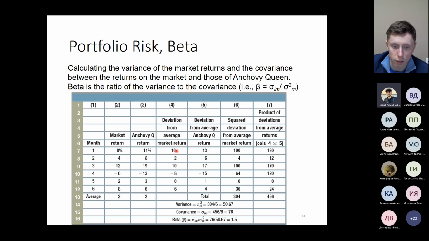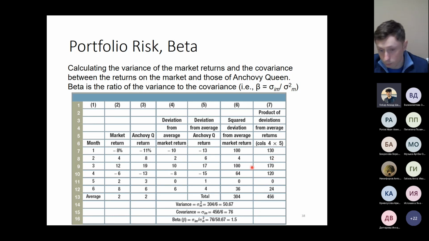Then we estimate the deviation of the market return from its own average. So it's -8 minus 2 equals -10, 4 minus 2 equals 2, and so on. Here we have -11 minus 2 equals -13, 8 minus 2 equals 6, and so on. Then column 6 is the squared value of column 4, the squared market return, and column 7 is column 5 multiplied by column 4. Those are the results here.